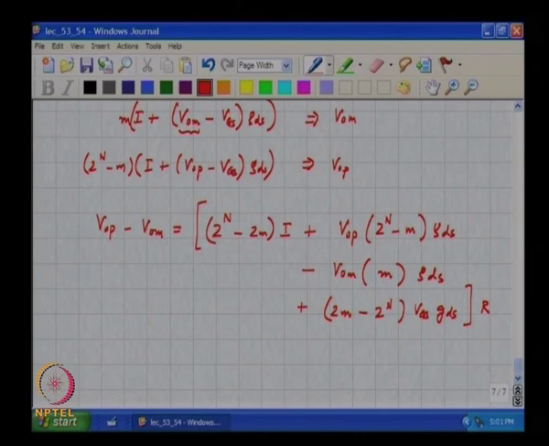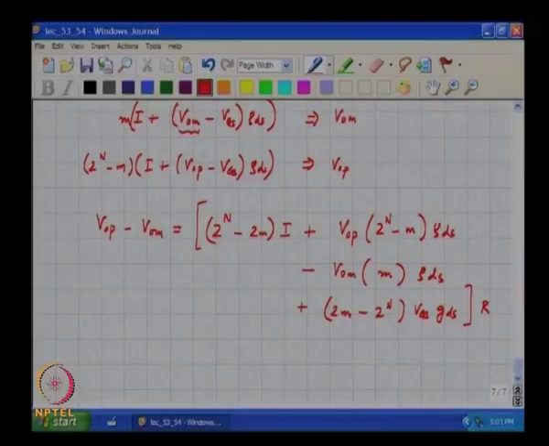All right. So, without getting into major computation, what can you say about this relationship? What do you want finally? If GDS is 0, which means the output impedance of every current source is infinite, how is VOP minus VOM related to M? Yeah, if you forget about the offset 2 to the n times I, this is a linear relationship in M.